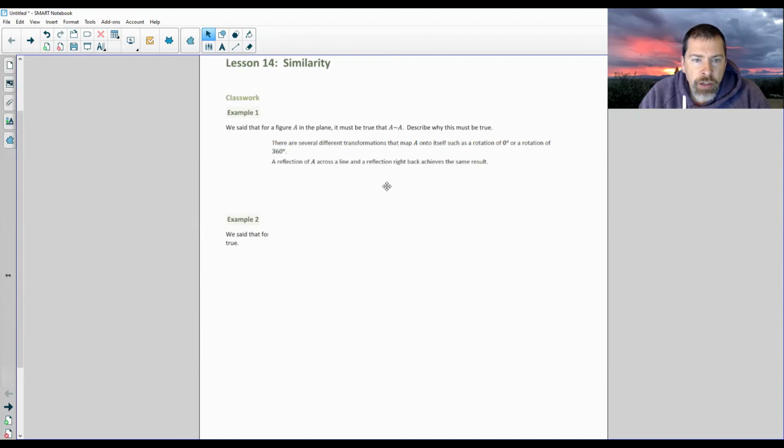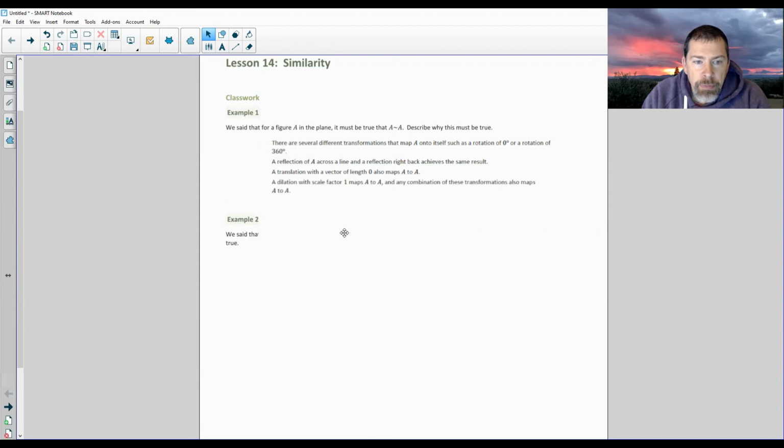A reflection of A across a line and a reflection right back achieves the same result. Okay, that makes sense. A translation with a vector of length 0 also maps A to A. And the direction doesn't matter because if your length is 0, the vector is a point. There is no direction either.